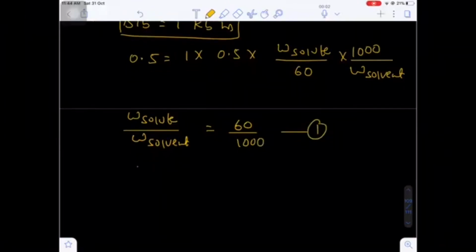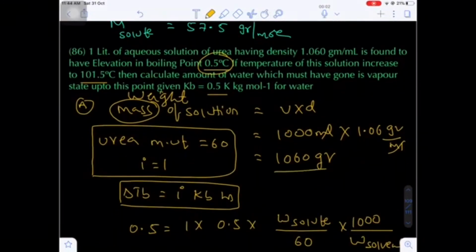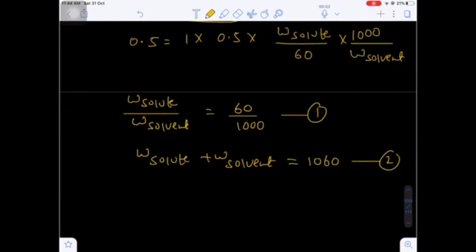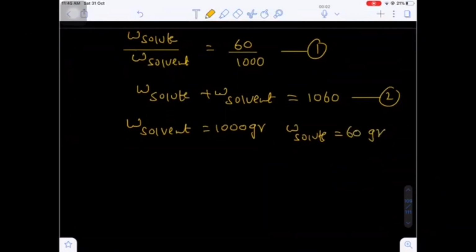Already we know the weight of solution. Weight of solution is nothing but weight of solute plus weight of solvent. That will be equal to 1060 grams. Yes or no? You see, 1060. So from two equations, if you simplify them, can we find the weight of solute as well as solvent? Yes, the weight of solvent will be equal to 1000 grams. And what about the weight of solute? Solute will be equal to 60 grams, because total weight will be 1060. Solvent will be 1000 grams. So solute must be the remaining 60 grams.